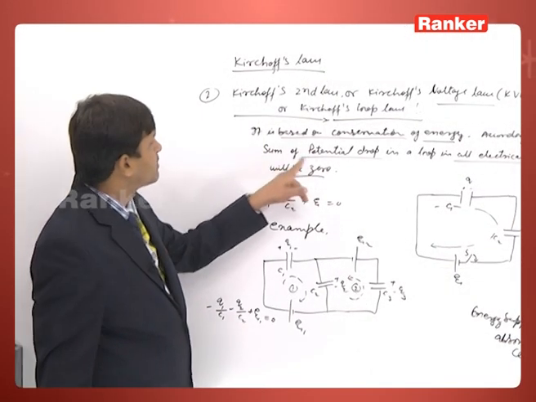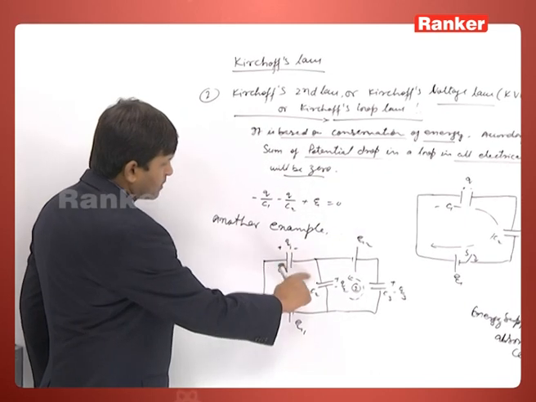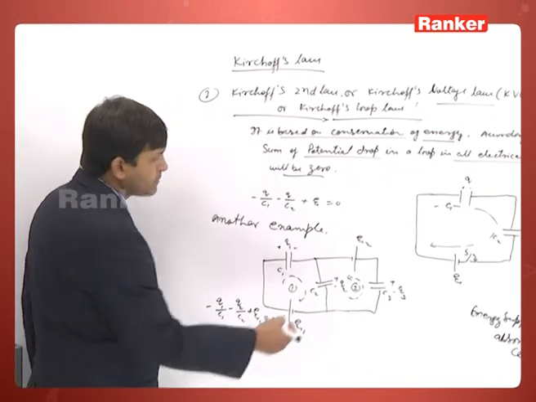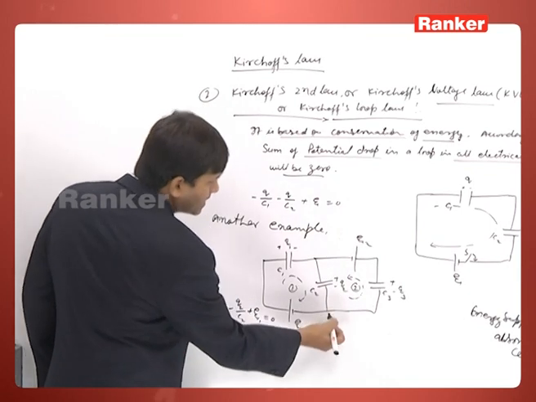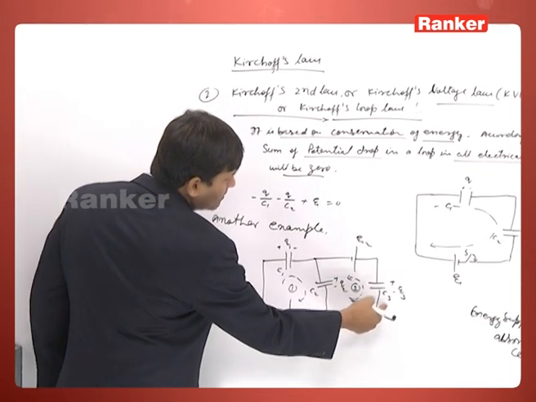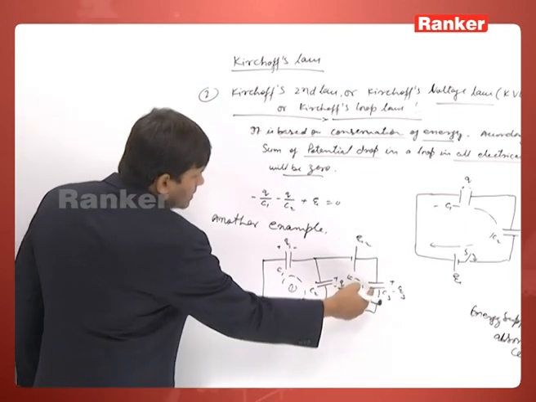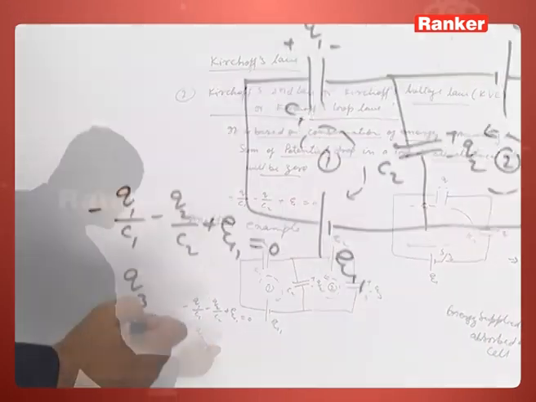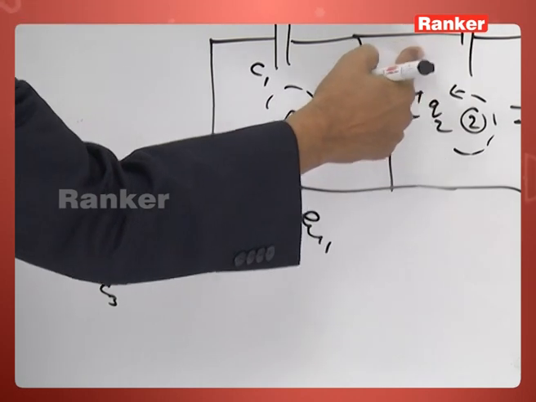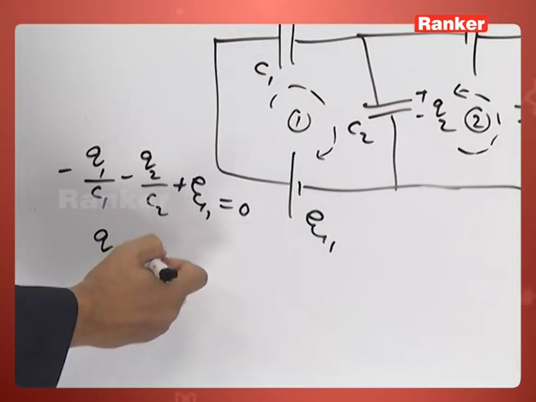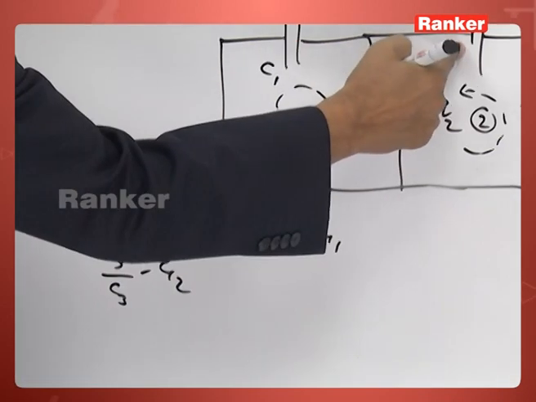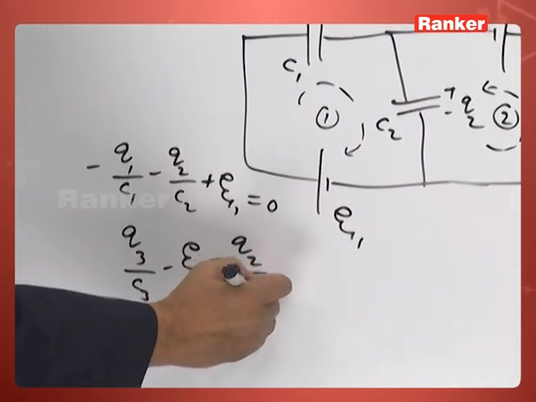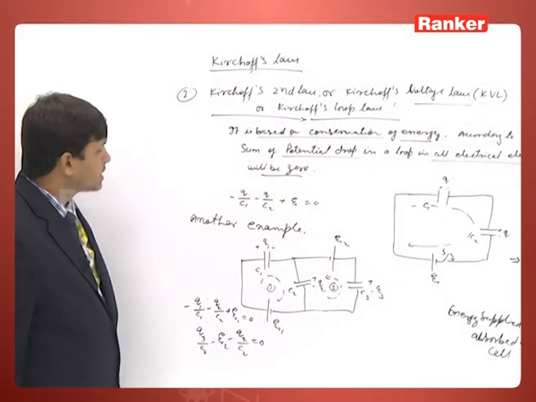This is the meaning of the sum of the potential drop: the sum of the potential drops we took across all electrical elements in a loop is equal to 0. If I use the second loop, starting from here, first I leave this capacitor with a positively charged plate, Q3 by C3, then with the lower potential terminal, minus E2, then we leave minus Q2 by C2.